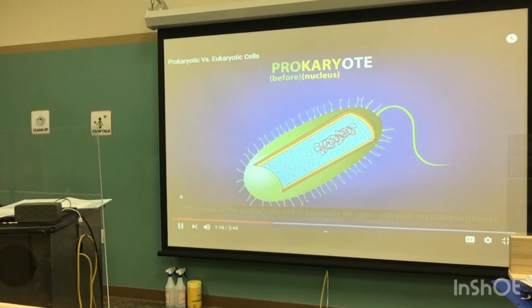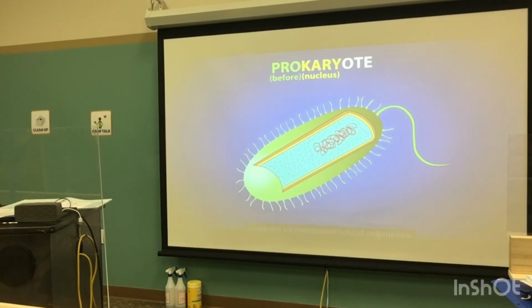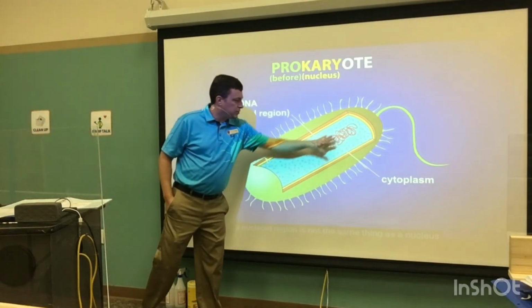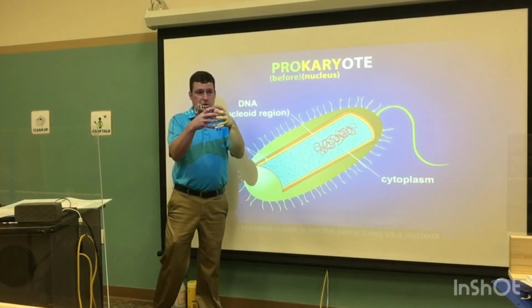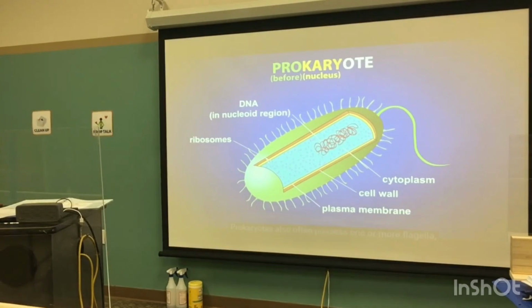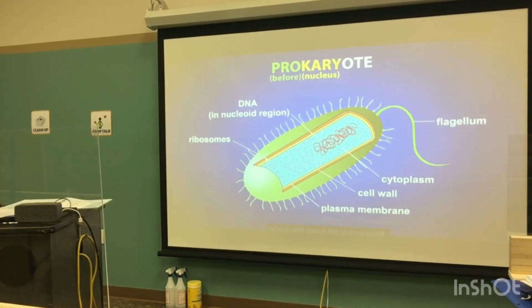The inside of the prokaryotic cell is basically an open unit with no compartments. There are no membrane-bound organelles. However, small structures called ribosomes are scattered throughout its cytoplasm. The cell's DNA is located in a region of the cytoplasm called the nucleoid region. All right, so the nucleoid region is not the same thing as a nucleus, because it's not enclosed by a membrane. Prokaryotes also have a cell wall that surrounds the plasma membrane. Some also have flagella, which are used for movement.